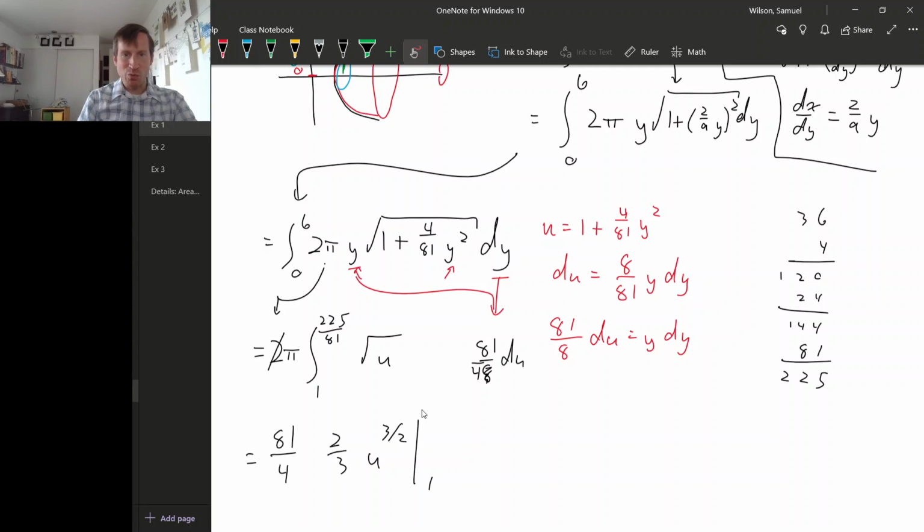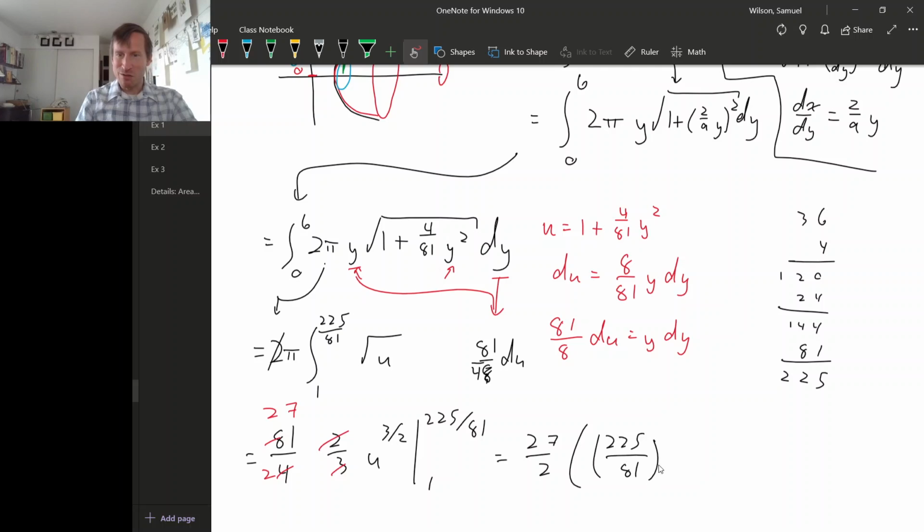And this is going to go from 1 to 225 over 81. Okay, so we can simplify some constants here. This leaves a 2 behind in the denominator, and that 2's gone, and then this 3's gone, and this 81 turns into a 27. All right, so we get 27 over 2 times a real mess, 225 over 81 to the 3/2 minus 1 to the 3/2, which is 1. Okay.